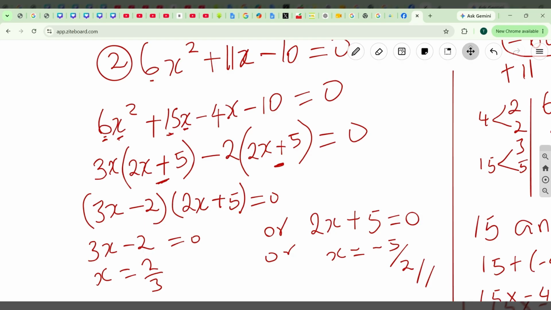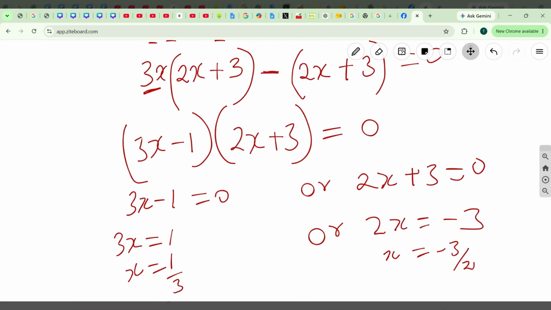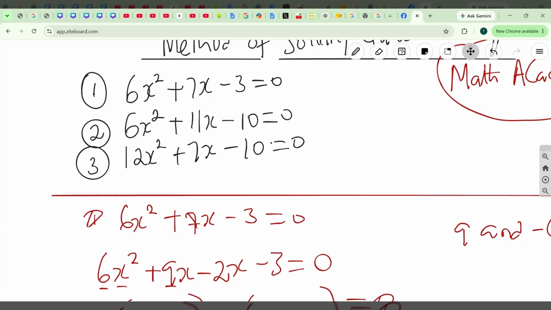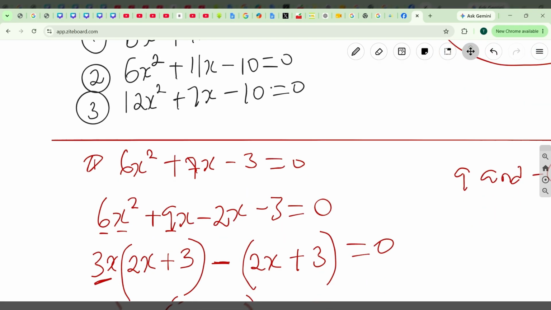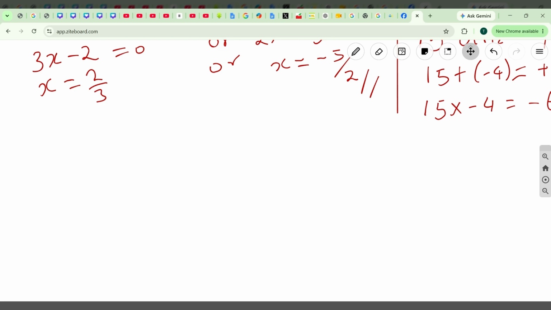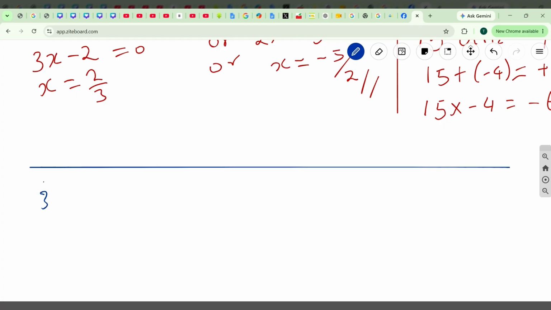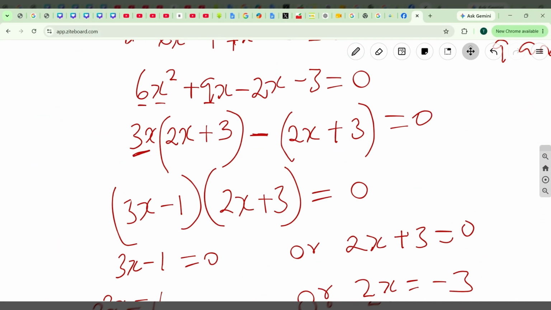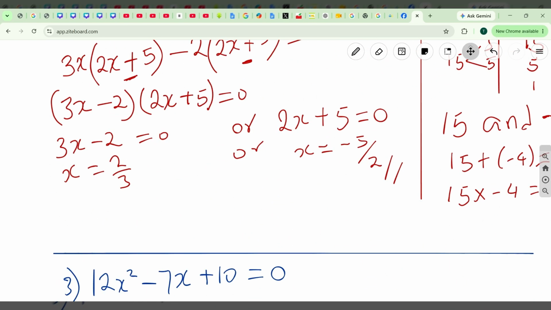Now let's move to the third question real quick, and also learn the trick to see how we can get those two numbers. So we have 12x squared plus 7x minus 10 is equal to 0. Let's be sure that's what we have there as a question. Plus 7x minus 10.